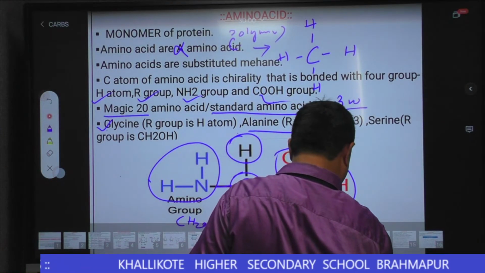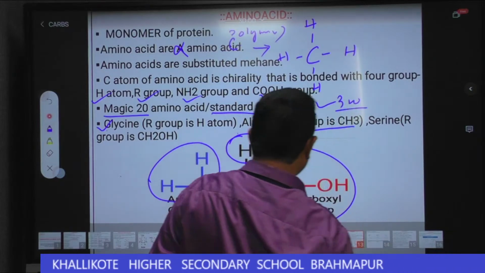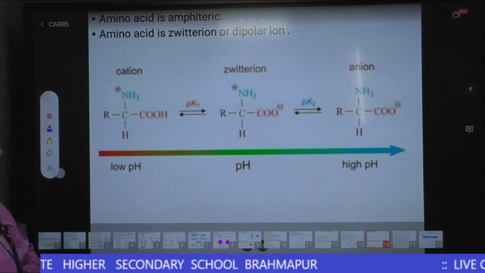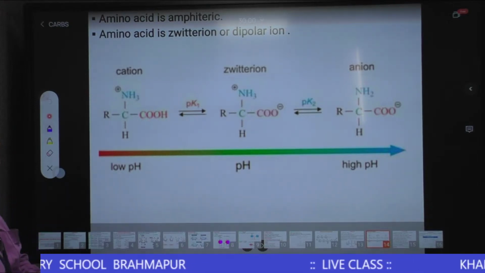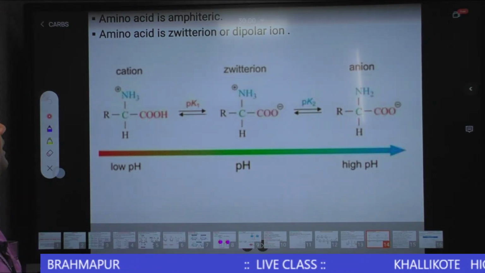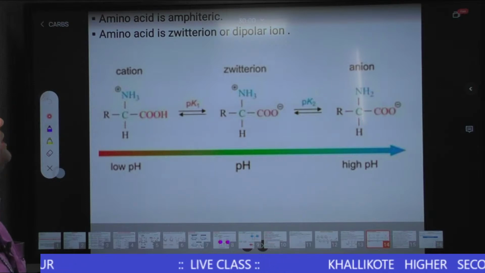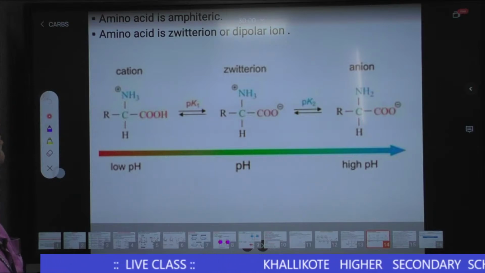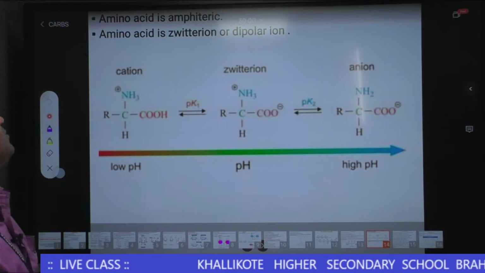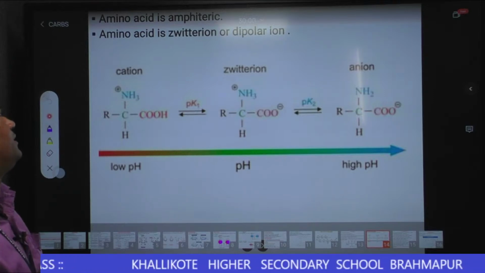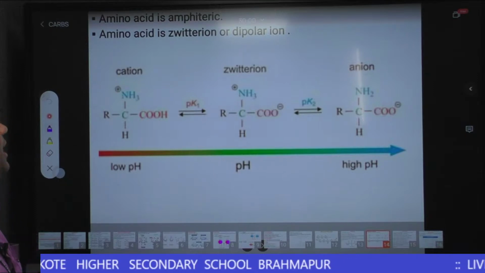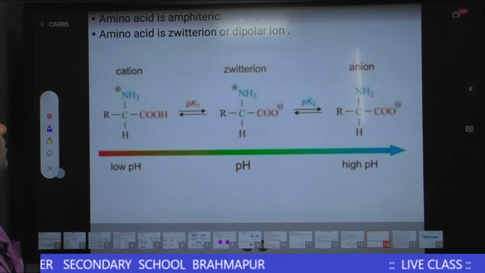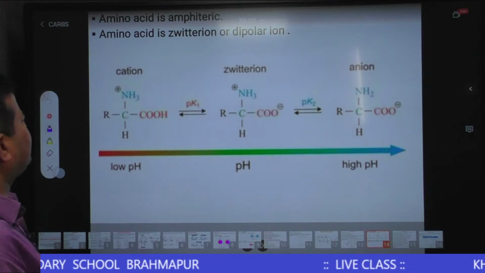Then comes to amino acid is an amphoteric compound. Why is it considered an amphoteric compound? Because it has two functional groups. It has an acidic group as well as a basic group. It is a compound which possesses both acidic as well as base group, so it is called an amphoteric compound.